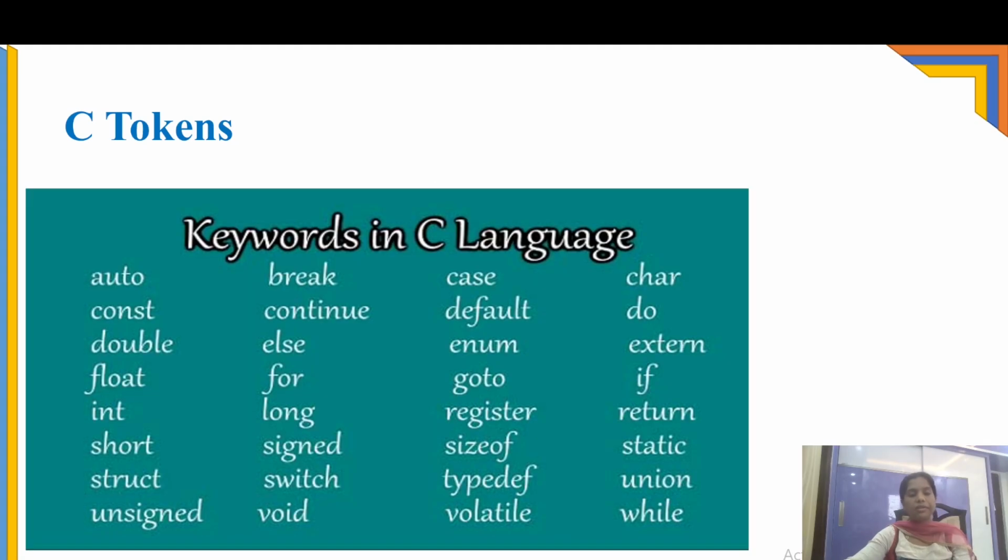The first one, keywords. There are 32 keywords in C programming language. The keywords have predefined meaning. For example, for is a keyword, which means we have loop. Different types of loops are there, and in that, for is one type of loop. If, else, continue, long, float, double. So these are the different keywords which have different, predefined meanings.